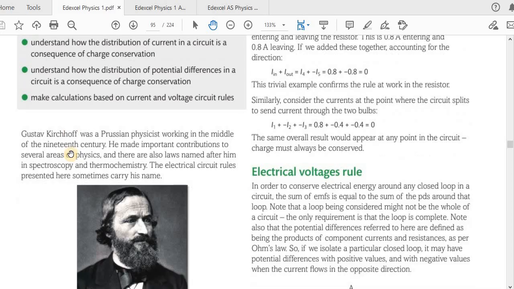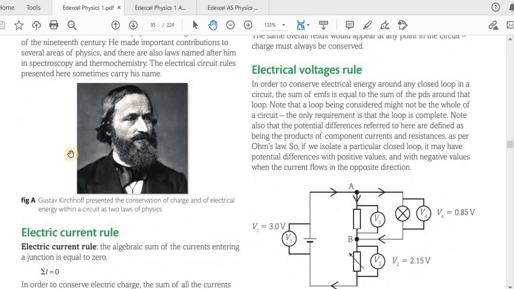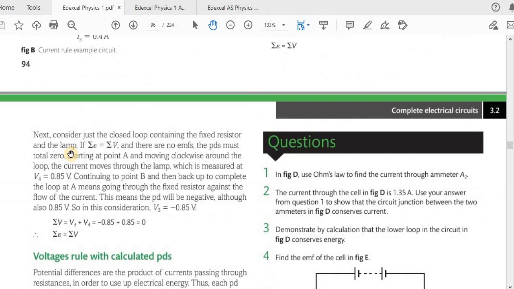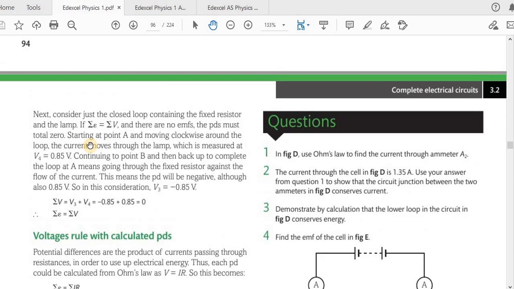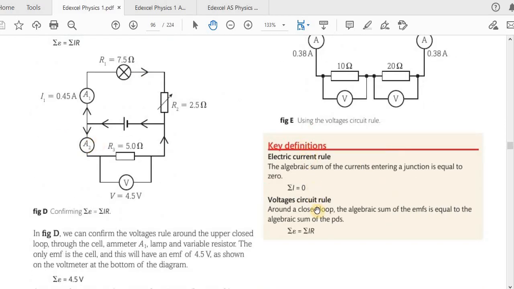And Kirchhoff's second law is also called Kirchhoff's voltage law, which states that the sum of EMFs around a loop is equal to the sum of potential differences. Now, this is an example of the law of conservation of energy. And you can see the two laws are given here. In this book, you can see it's called the electric current rule, without its name, they mention it. So, depending on the different books, you can have these different names.